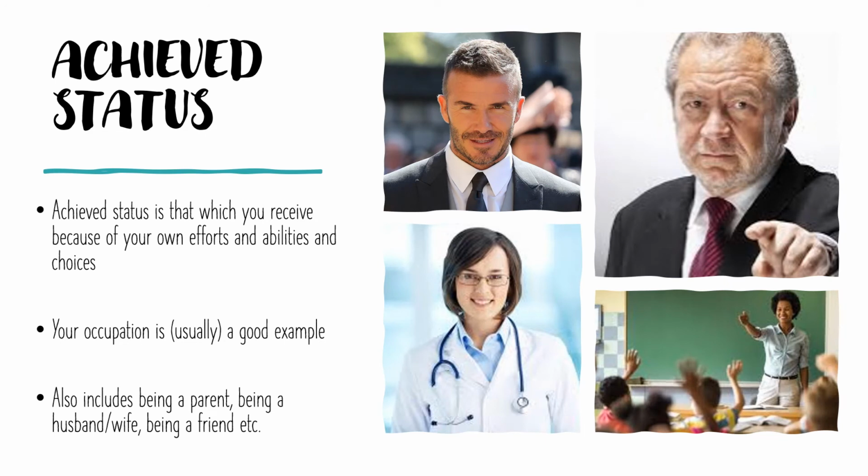There's also achieved status. Achieved status is what you receive because of your own efforts, abilities, and perhaps choices that you make. Now, our occupation is usually the best example of achieved status. If you work hard in school, you get your qualifications, you manage to achieve yourself a status that is perhaps higher than others. So if you work hard, you become a doctor or a teacher or a lawyer. If you don't, then you have a job that gives you less status and also perhaps less money. So your occupation is usually the best example of an achieved status.